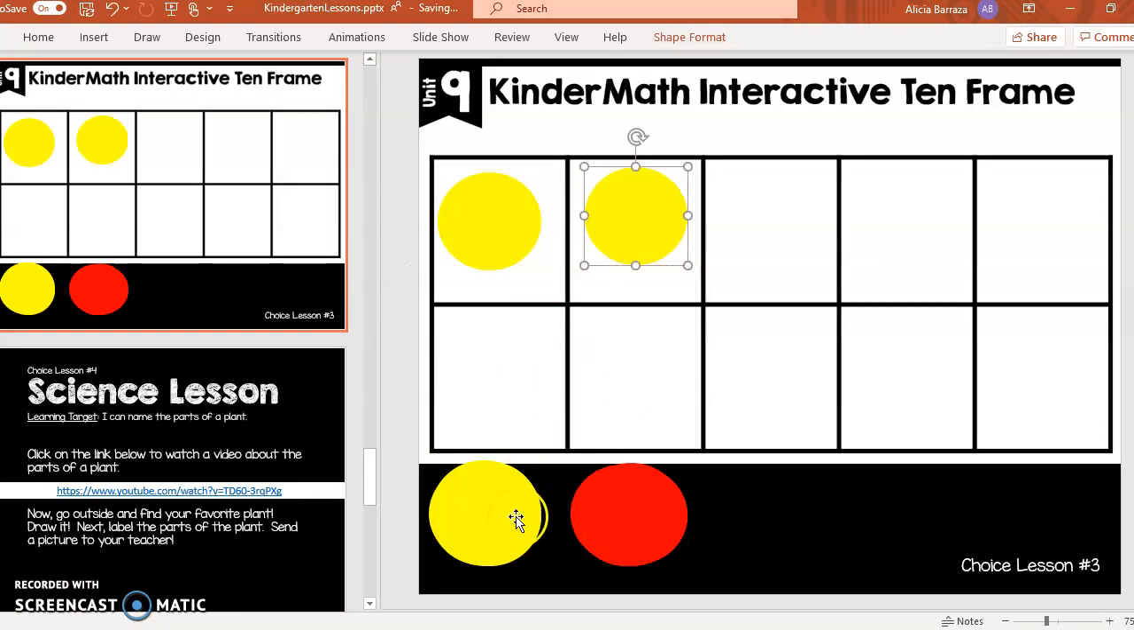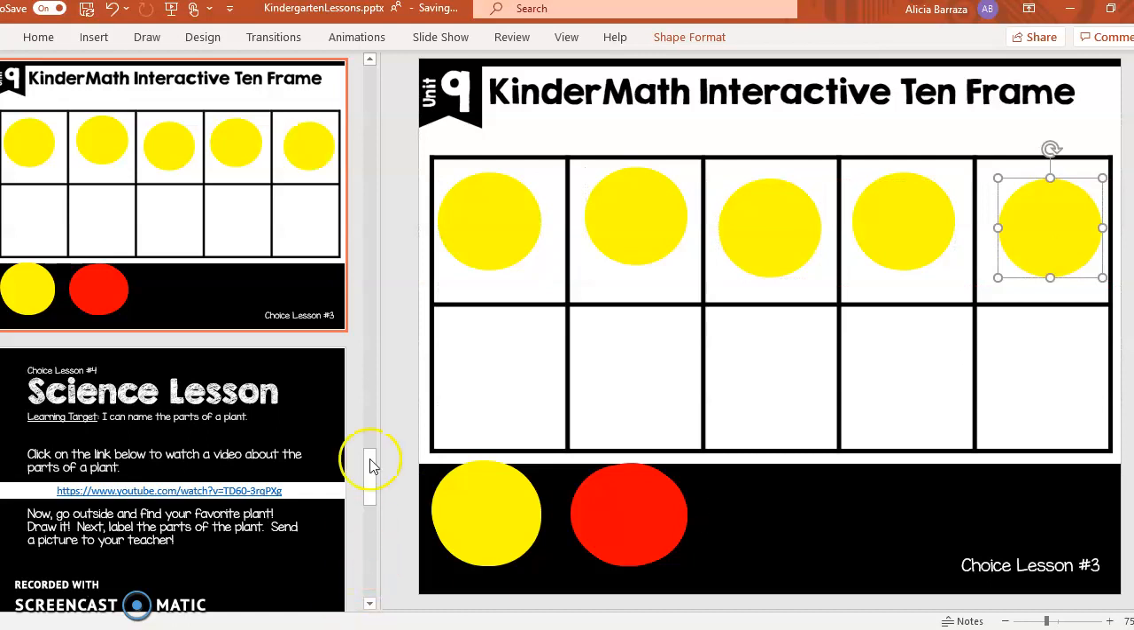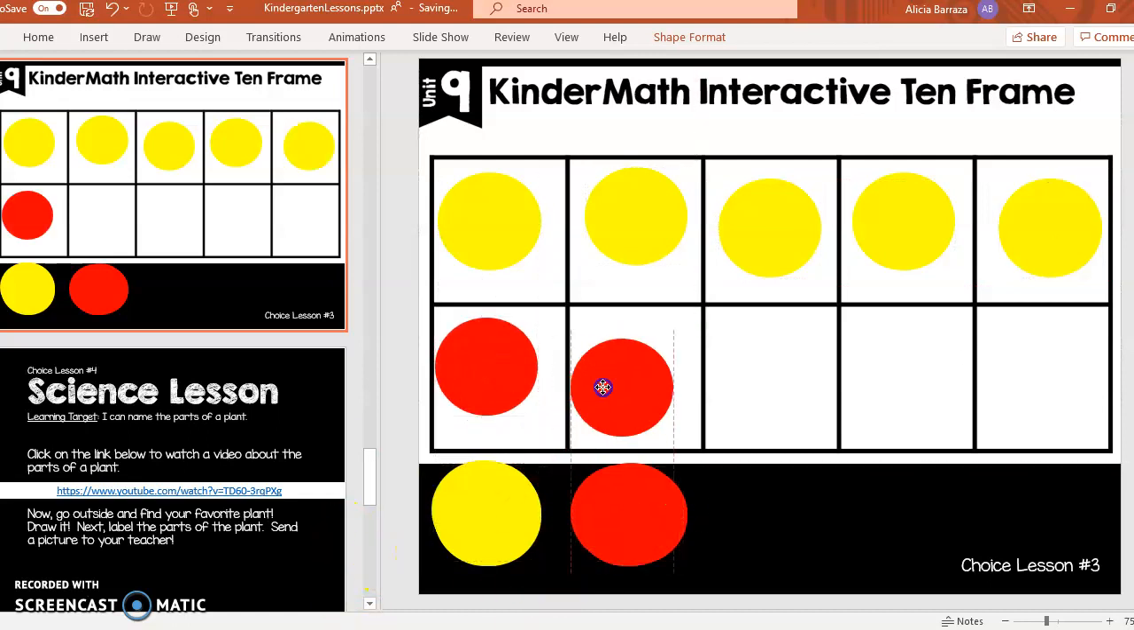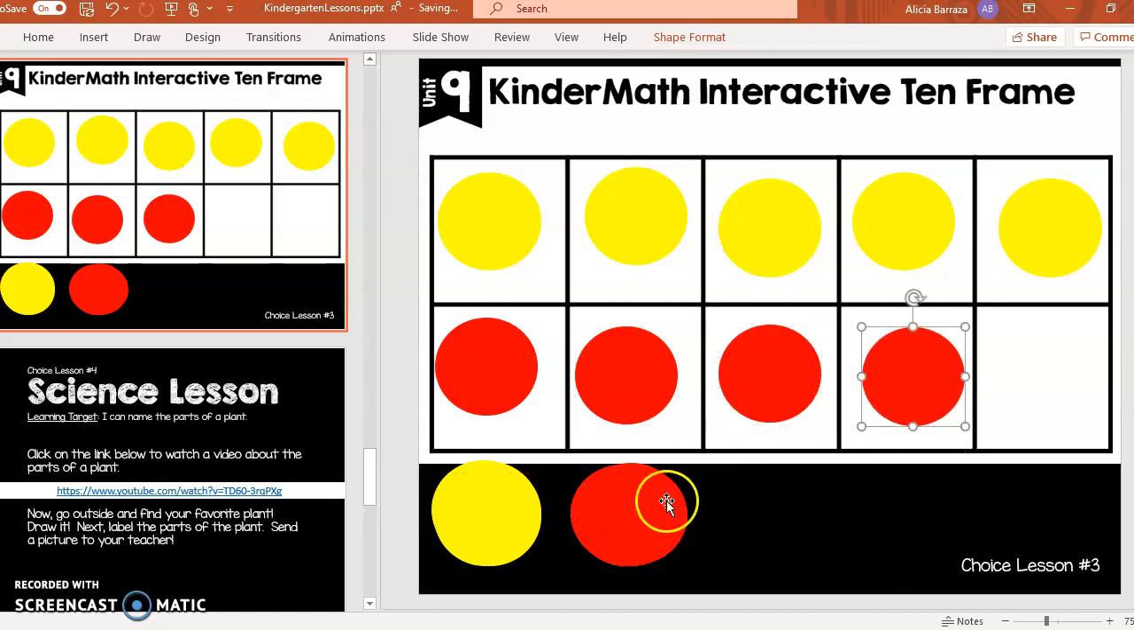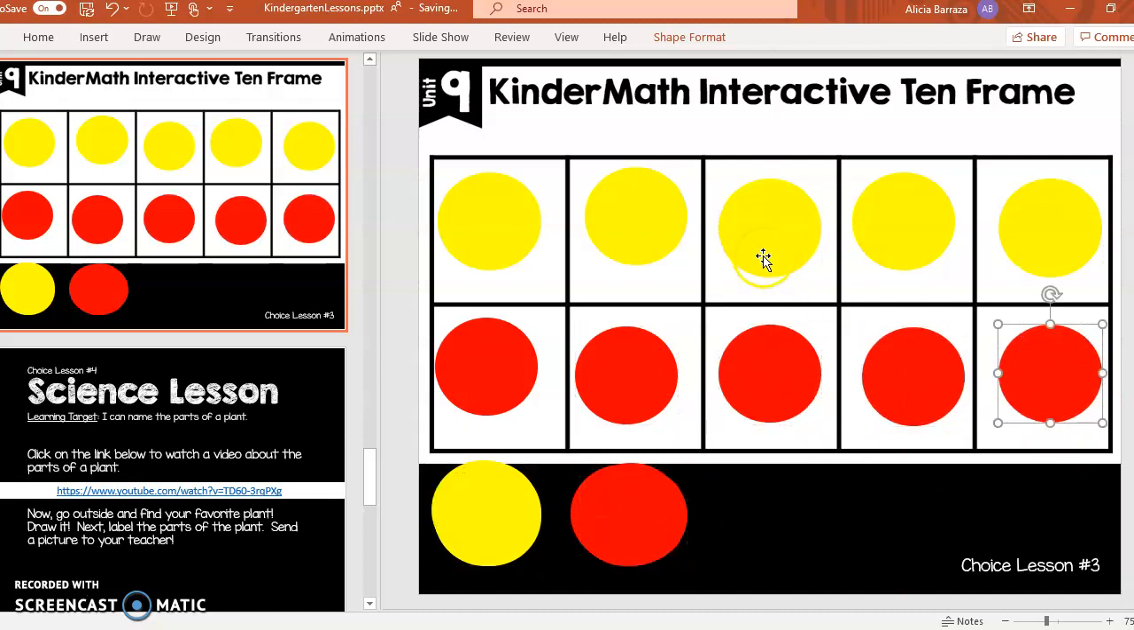I got 1, 2, 3, 4, 5 yellow chips plus 5. So I'm going to do 5 red chips. 1, 2, 3, 4, 5. And I know for sure Miss Braza's class, and I'm sure Miss Warren and Miss McGuire's class knows this, but when you see a full tens frame, friends, are we going to go back and count every single chip? I hope you're all answering no. I wish I could hear you all answering no. No, we don't have to, because we know if we have a full tens frame, we have a total of, drum roll, 10 chips. So you guys should, in your paper, so I'm going to go ahead and write, I got 5 plus 5 equals 10.